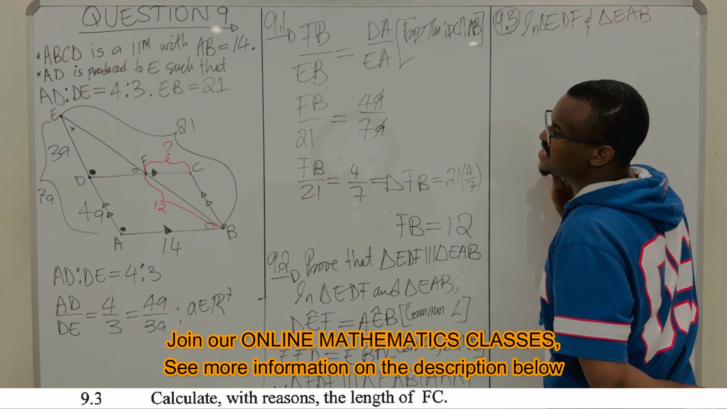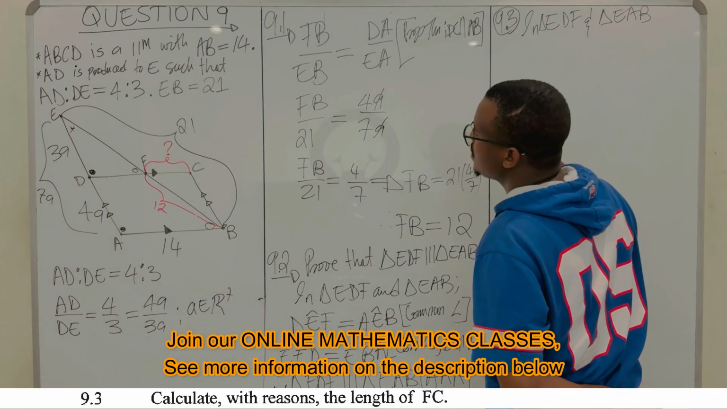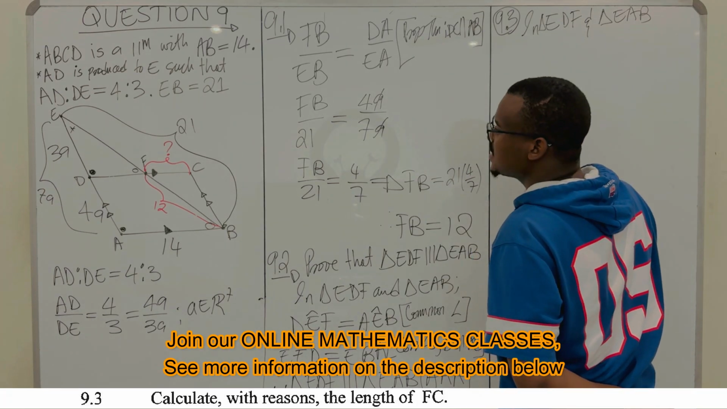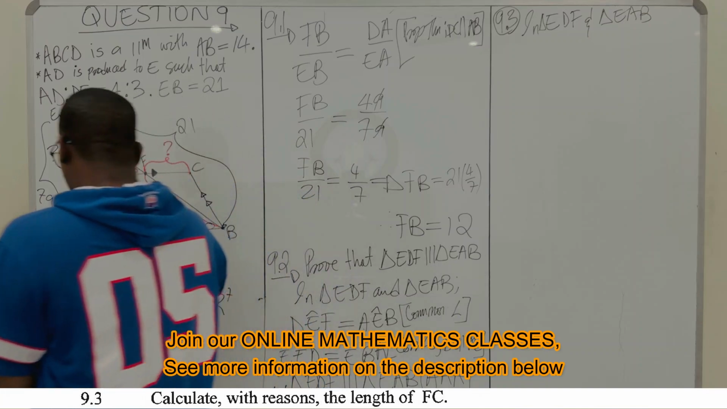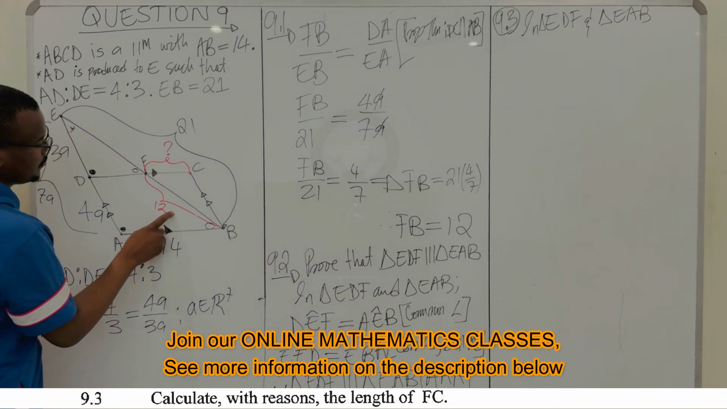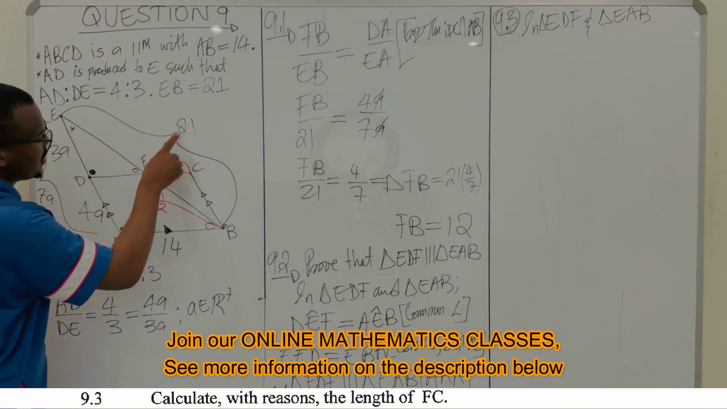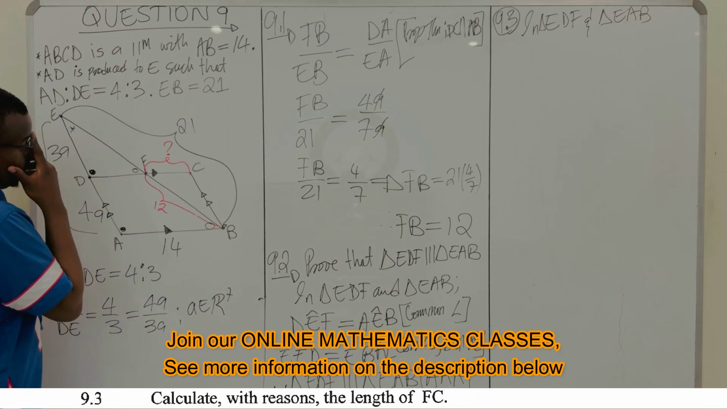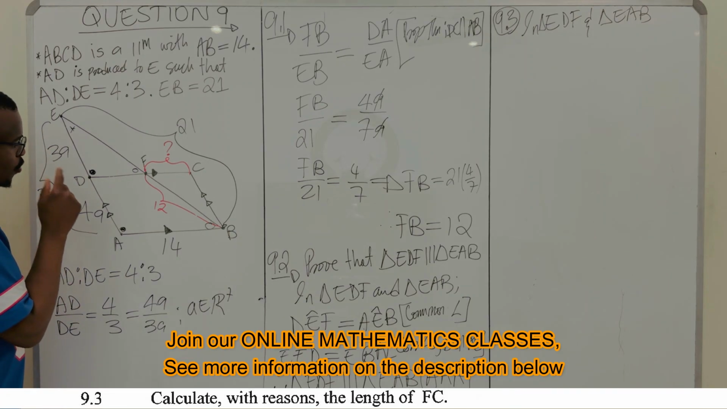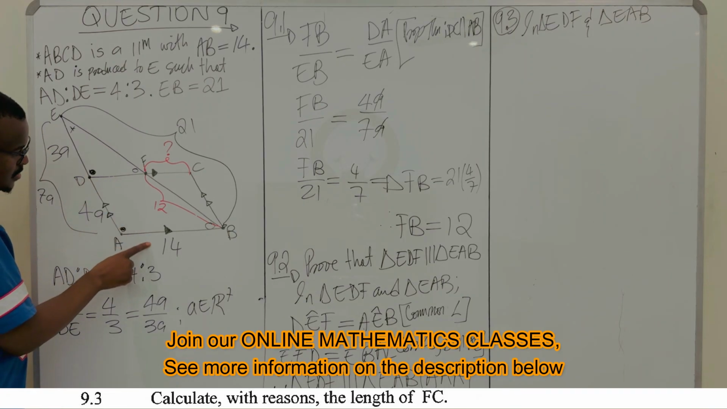In triangle EDF and triangle EAB, what do we have? We have this 12 here, and we have the 21 over there. Also, what do we want? We want this, and we have that.